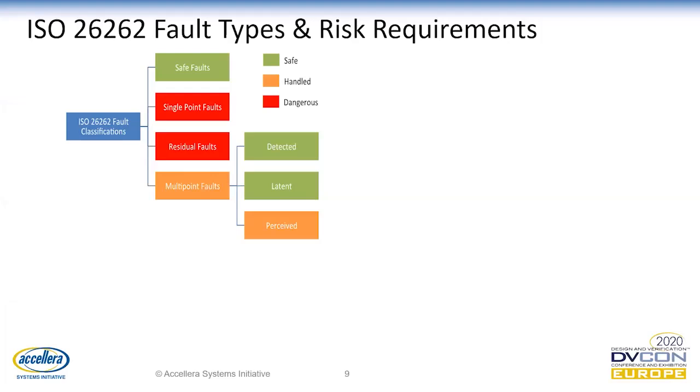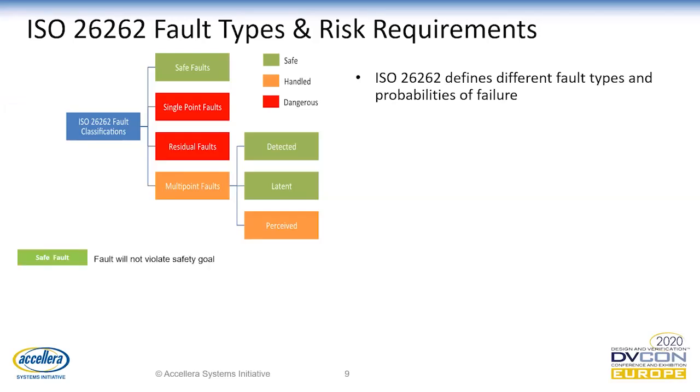So what are the ISO 26262 definitions of various faults? ISO 26262 defines different fault types and probabilities of failure. Let's define them one by one. Safe fault: a fault that does not violate safety goals is called a safe fault. It is green, obviously, because there is no fault that creates a violation of the safety goal.